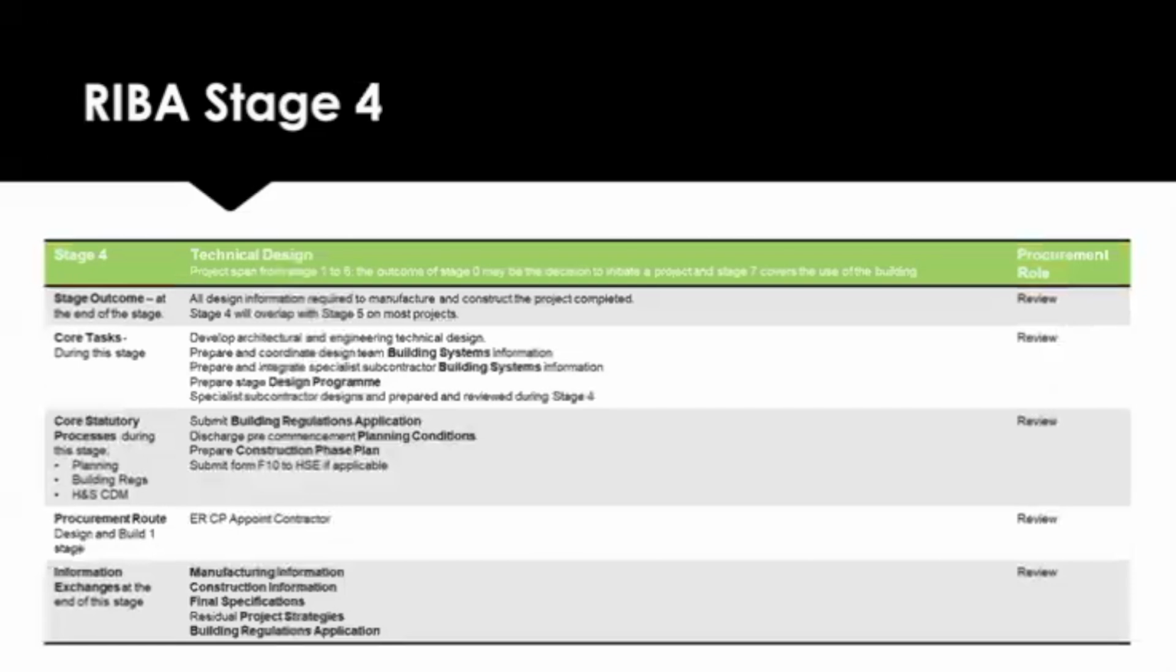And at the end of stage 4, we get to a technical design. So we have a full list now of what needs to be done: sizes, shapes, finishes, everything is completely nailed down at the end of your RIBA stage 4. So it indicates what it's going to look like at the end of RIBA 7.